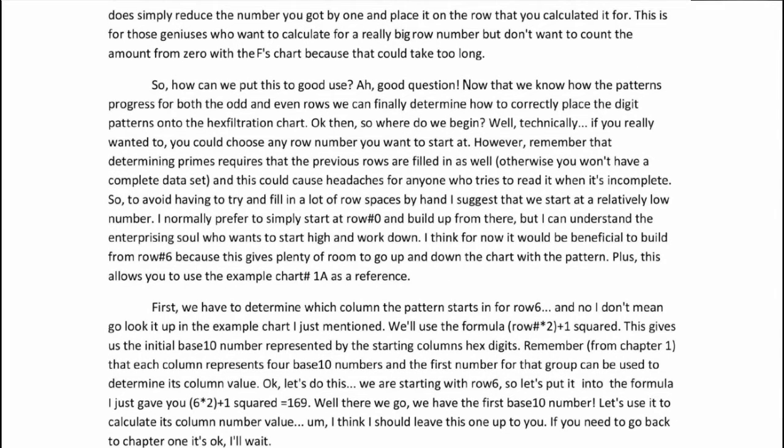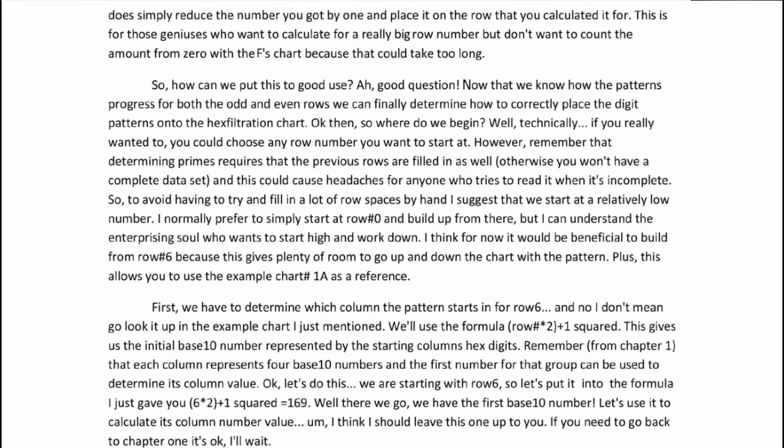So, how can we put this to good use? Good question. Now that we know how the pattern progresses for both the odd and even rows, we can finally determine how to correctly place the digit patterns onto the hex filtration chart. Okay then, so where do we begin?